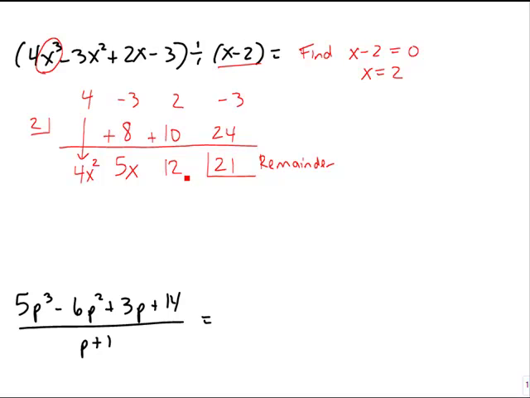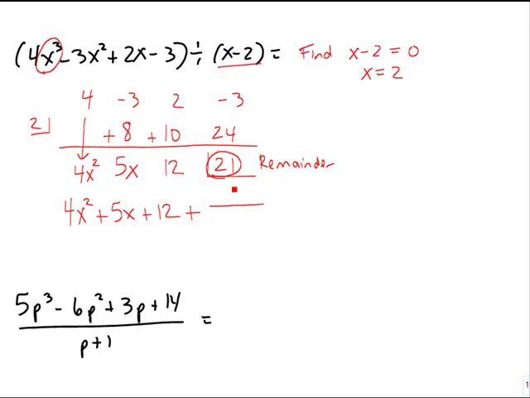So here's how we write out our final solution. It would be 4x squared plus 5x plus 12. That's our quotient. But we had a remainder in this example, so we're going to write out our remainder with a little remainder fraction.